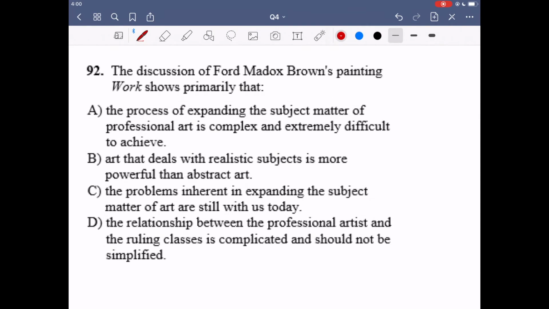Alright, this is the last question, 92. The discussion of that example, Ford Madox Brown's painting work, what does that show? So the discussion shows what? What is the main reason for that painting being shown?